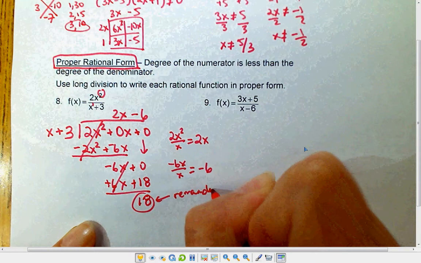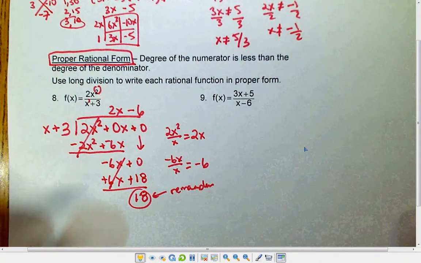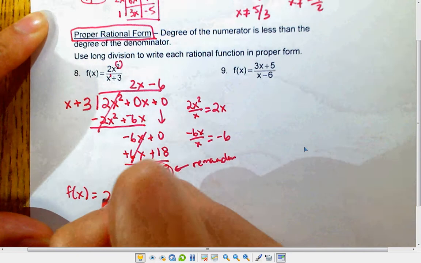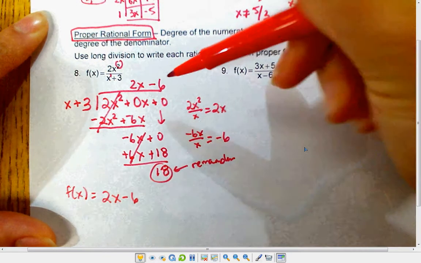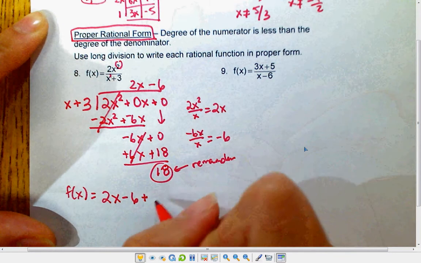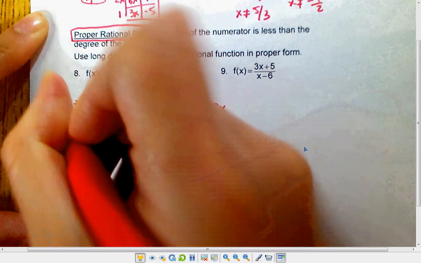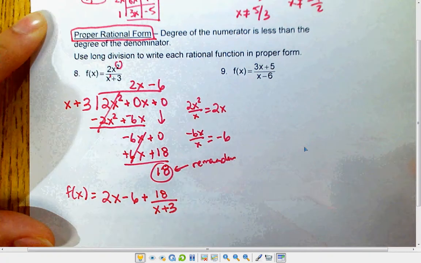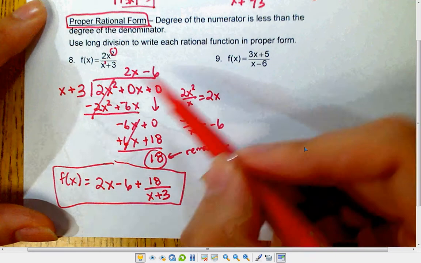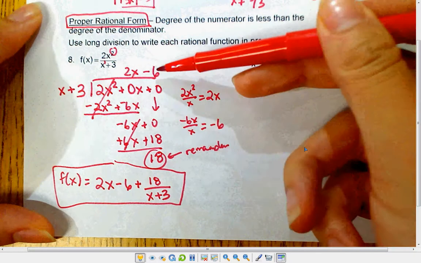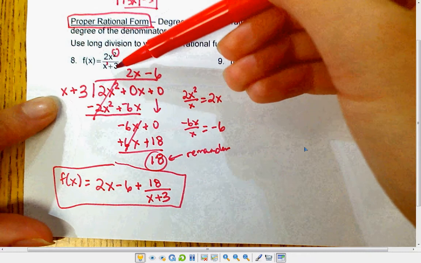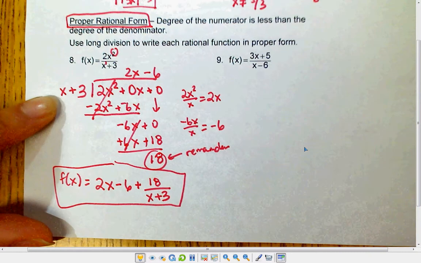And this is what I'm going to be using to rewrite my function. So my f of x equals, I have 2x minus 6, because this is what I got from my function. And I'm going to add my remainder. This is how much I still have left over. That's over the x plus 3. So this is my proper form of this function. So when I divided it out, this is the answer I got, 2x minus 6. And then 18 is what I still have left over in my fraction over x plus 3, because that was what it was originally over.